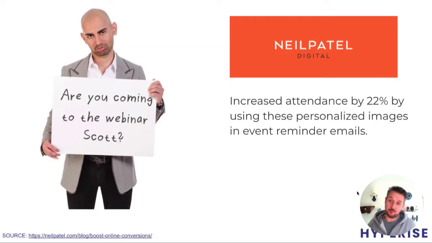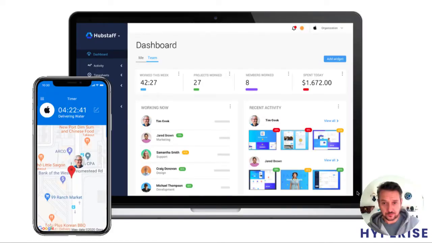Again, here's another example of one, as a reminder that the event's about to start. In this case, Neil Patel, using this one, increased his attendance by 22% with this strategy. Here's another example of a slightly different call to action, but in a really amazing way. If you've got a SaaS platform or any sort of solution that has a dashboard or something like that, being able to show your product in a visual way and personalize it, rather than just describing what it does, can be incredibly powerful.